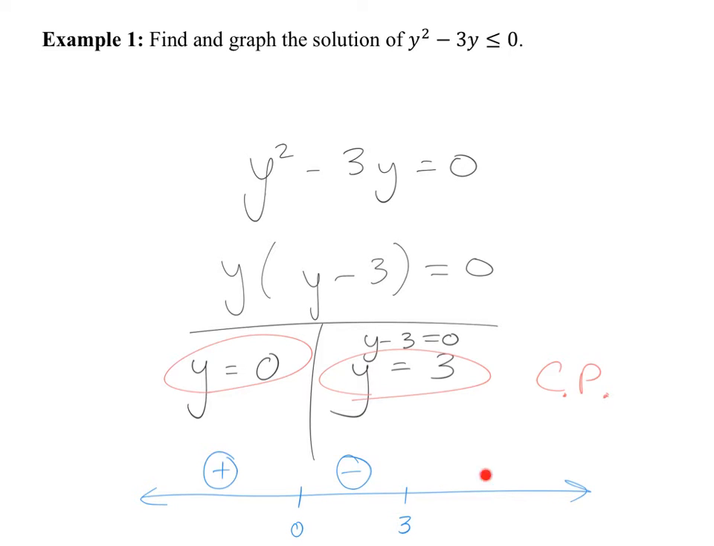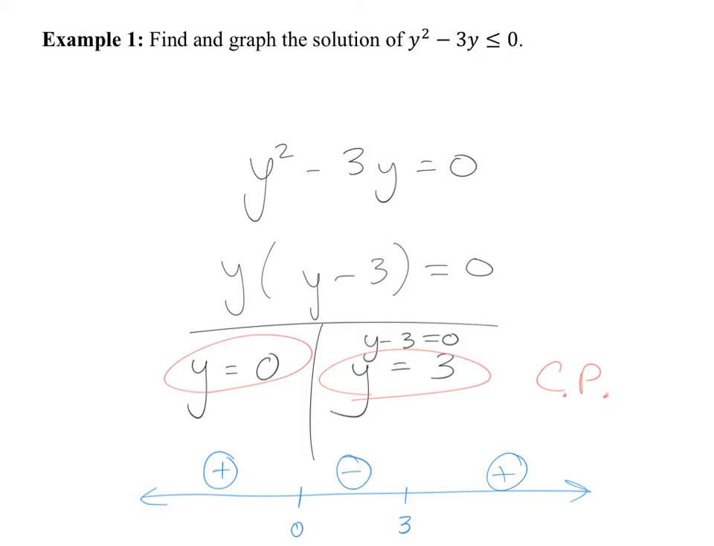Region 3. I pick a point in the third region. What's the point to the right of the number 3 that's the easiest to choose? 4. Plug a 4 in here and here. You get a positive when you plug a 4 in here. When you plug a 4 in here, do you get a positive again? Yeah, you sure do. Positive times positive gives you a positive. Okay, so that's our regions.